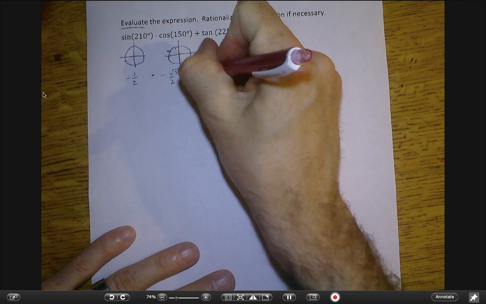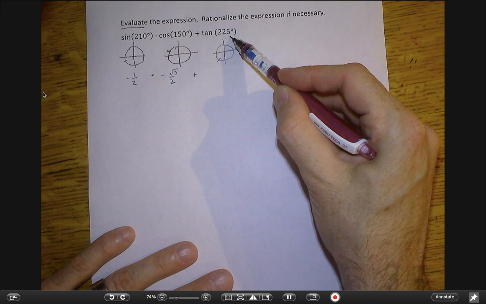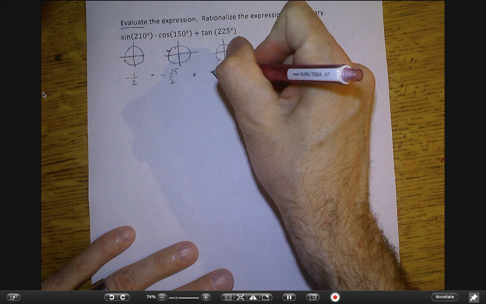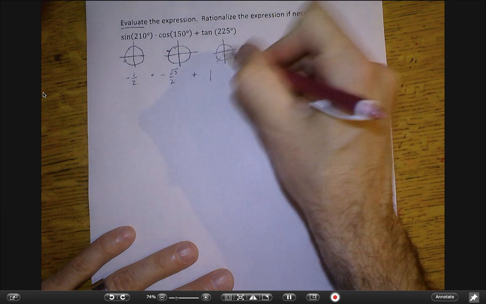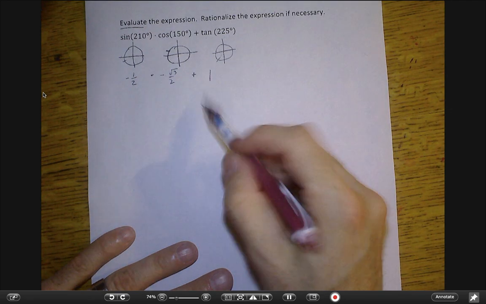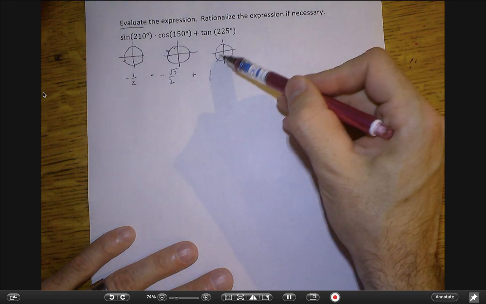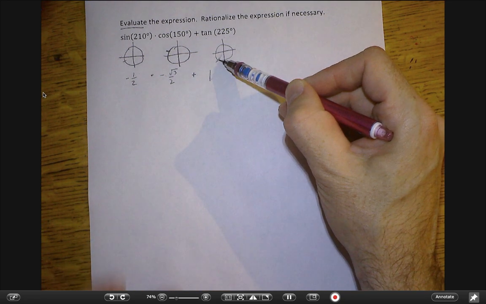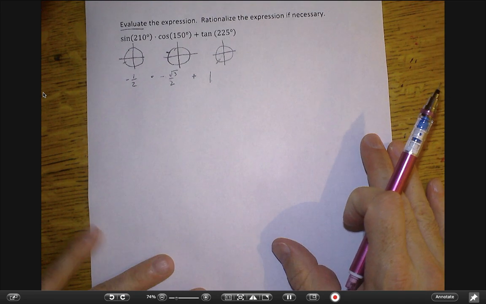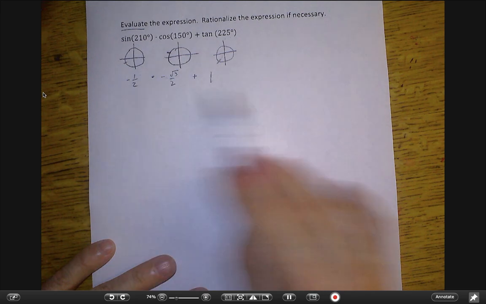Last but not least, the tangent of 225 degrees. The tangent in quadrant number 3 is positive because the terminal arm has a positive slope. The tangent of 225 is going to be positive 1 because it is that middle angle. So now I have, technically, I'm almost done the question.